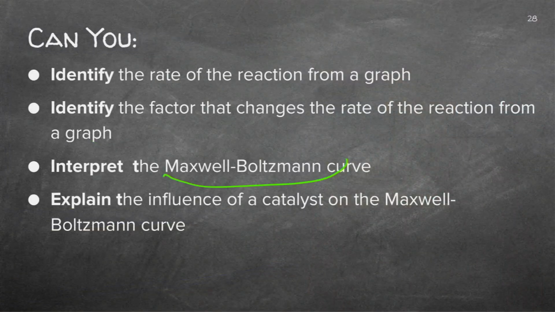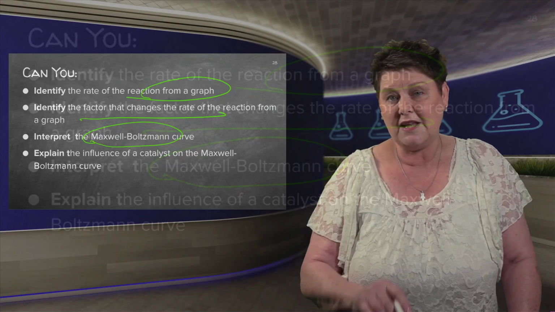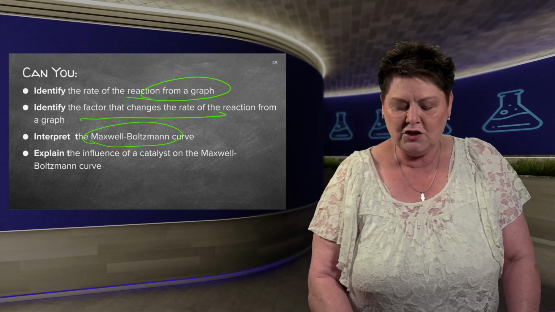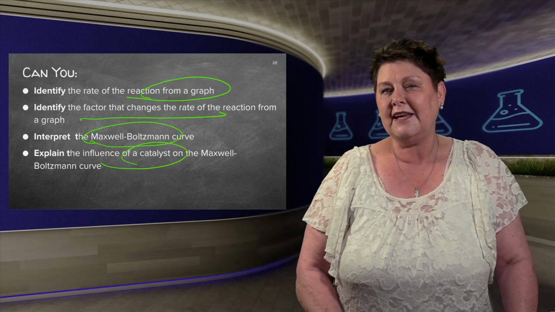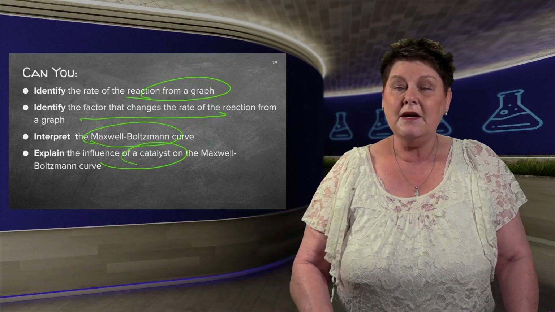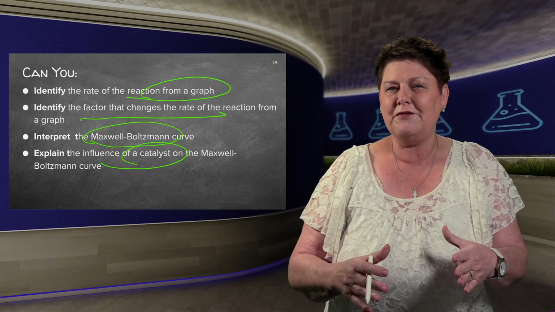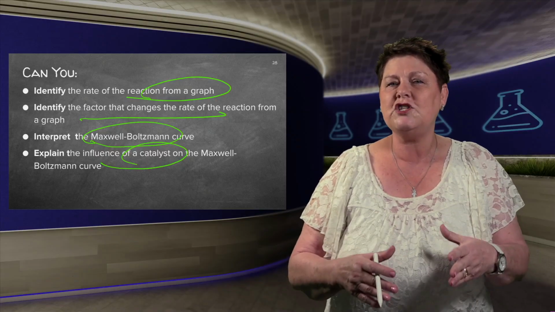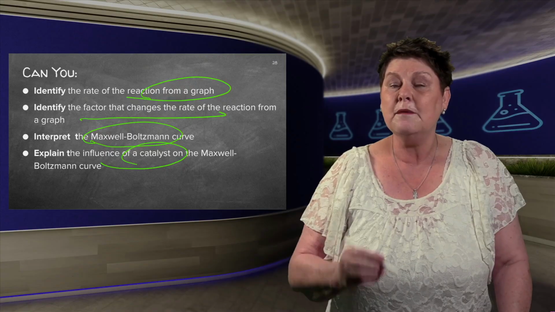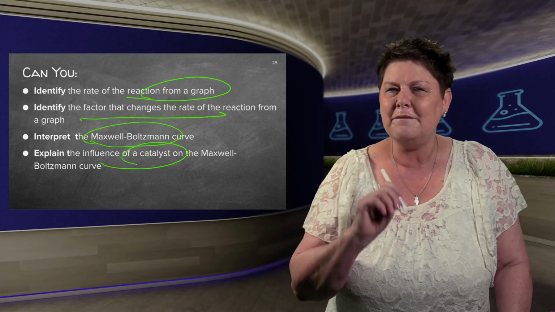We did Maxwell-Boltzmann. We had a look at all the factors. You can do the graphs, that's exo and endothermic, and you should be able to work with a catalyst in terms of these graphs. This is complex work, guys. You've got to have a look at this video clip again, answer questions, and see that you can grasp this because it's going to be in every paper.